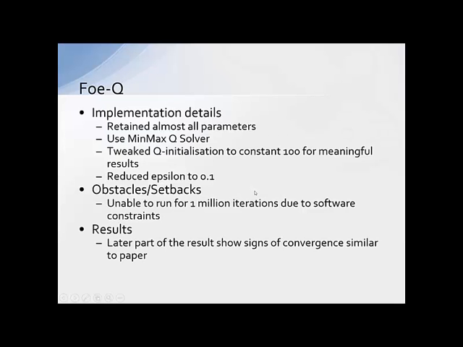The next one is the Foe-Q. Minimax joint policy was set as the learning policy for these agents. Epsilon changed to 0.1 and Q initialization changed to high default values. We were unable, however, to run for more than 20,000 iterations, so we can only see the converging trend after about 5,000 iterations leading to 20,000 iterations, but we do not have enough data to confirm the paper results.